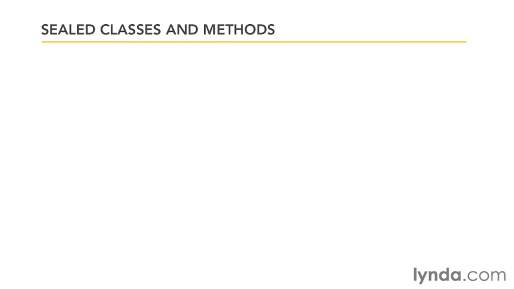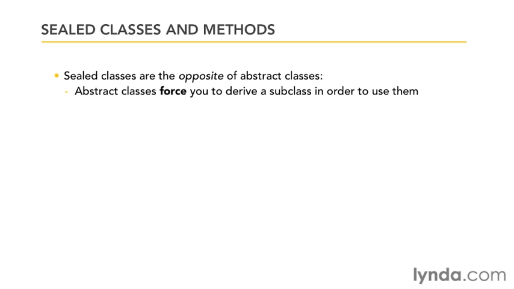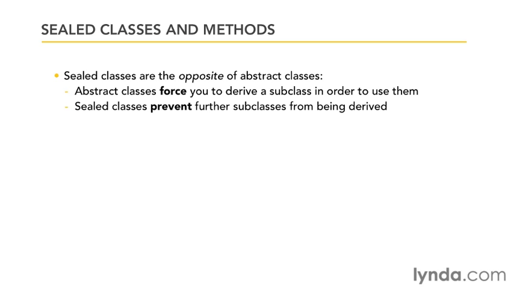The next somewhat advanced and somewhat esoteric subject we're going to look at in advanced C# is sealed classes and methods. Now, sealed classes and methods are essentially the opposite of abstract classes. Whereas abstract classes force you to derive a subclass in order to use them, sealed classes actually prevent you from deriving from them. So there is no way to make a subclass from a class that has been sealed.